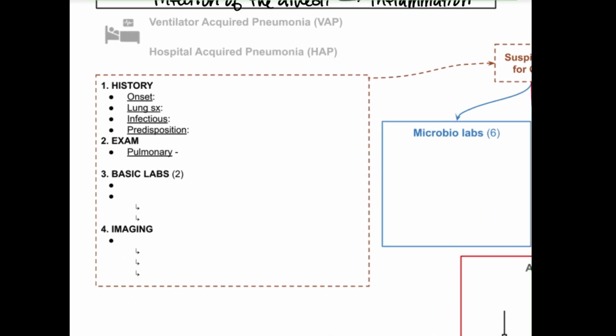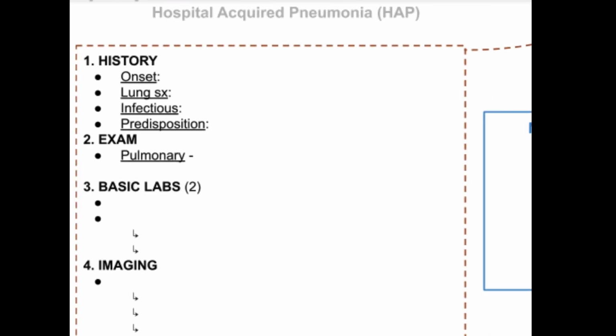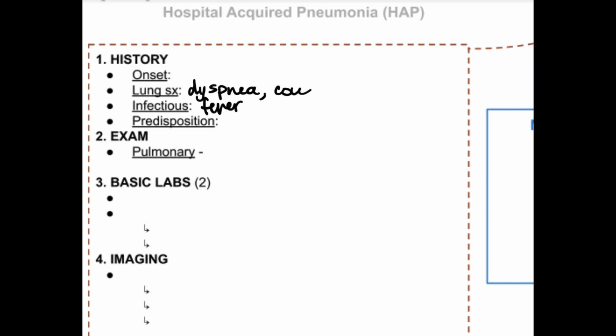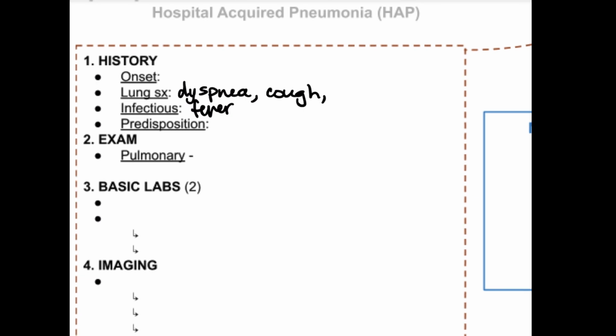All right, so moving on to history, what would make you concerned that your patient has CAP? Well, they might have infectious signs such as fever. There can be lung-specific symptoms such as dyspnea, cough, and change in sputum production or quality. We also want to know the onset. Has it been going on for weeks, or has this started in the last few days?